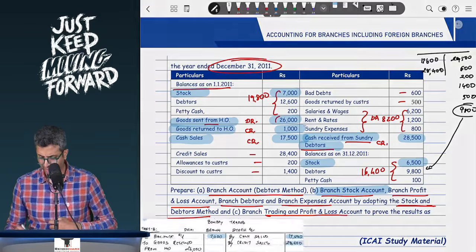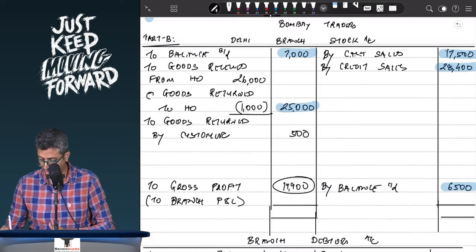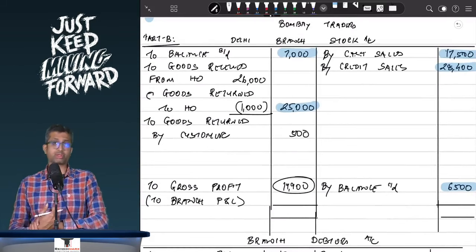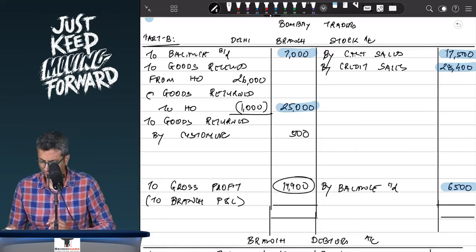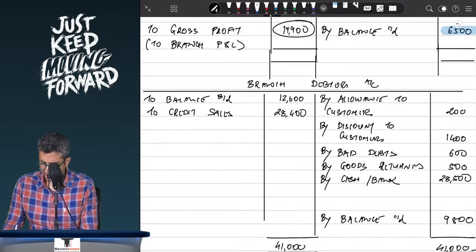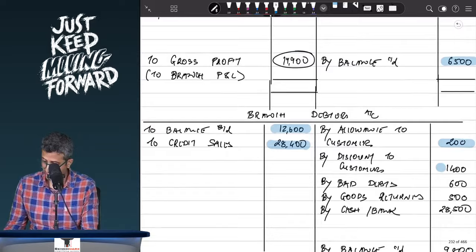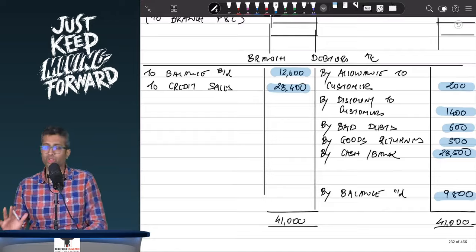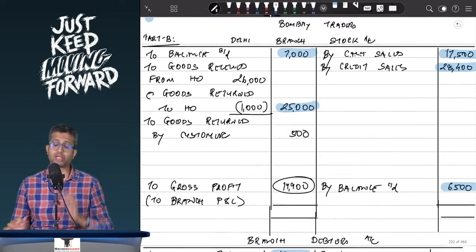So over here, you'll have credit sales for 28,400 and the balancing figure, if any, will be giving you the profits. If there's a good return from the customer, you'll subtract that from the credit sales, and only the net credit sales will be recorded. In your debtors account, as you prepared over here, 12,600 and credit sales of 28,400. Apart from that, everything else, allowance, discount, bad debts, goods returned, and cash collection will land up to 9,800. So you prepared the stock account, you prepared the debtors account.